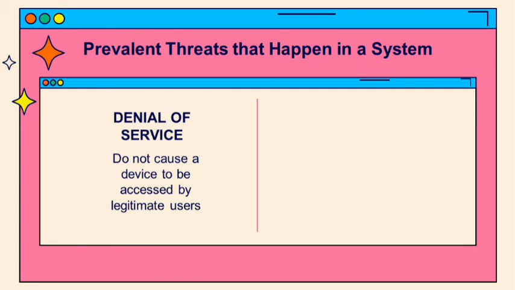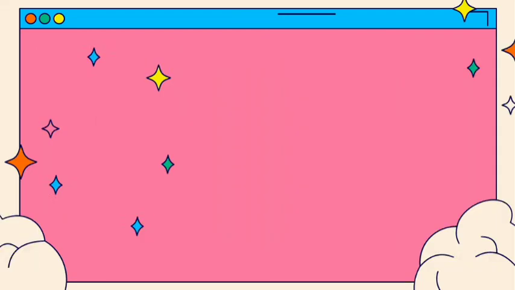And we have the denial of service. This kind of attack does not allow a device to be accessed by legitimate users. It overwhelms the device with requests so that it is overloaded and other users cannot operate properly. So that's it for protection.